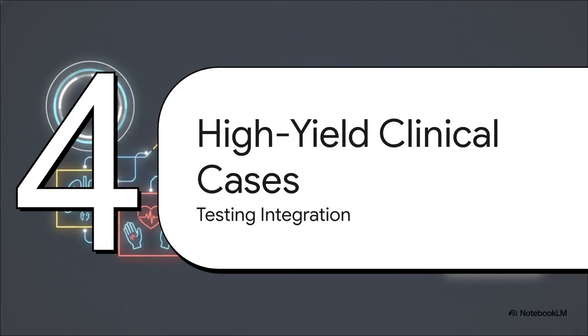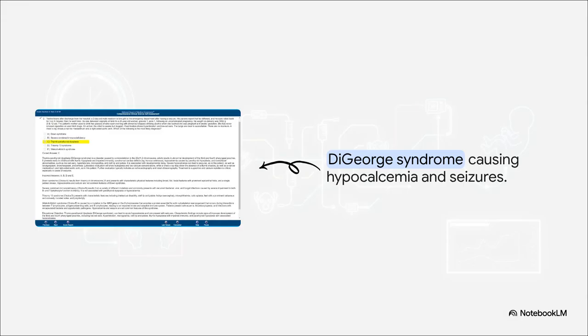Section 5. High-yield clinical cases. Let's integrate these discrete mechanisms into some high-stakes scenarios. Consider this presentation. A 2-day-old newborn presents limp and seizing. What are we looking at? Well, a microdeletion in chromosome 22q11.2 causes DiGeorge syndrome. This is a thymic parathyroid dysplasia, leading to severe hypocalcemia, which explains the seizures, and an absent thymic shadow.